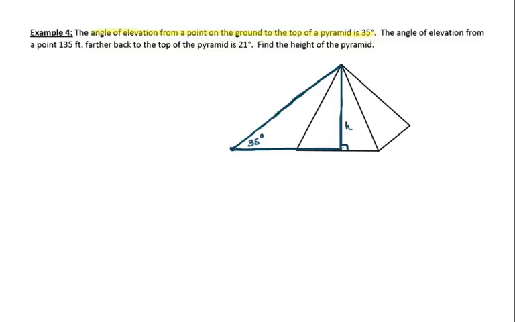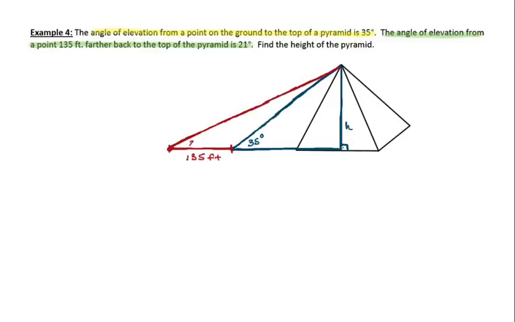Second sentence says the angle of elevation from a point 135 feet farther back is 21 degrees. So we're looking, again, still at the top of the pyramid, but I'm 135 feet further away from the pyramid. So I would draw a point on the ground that's 135 feet further away from the pyramid, and then construct a line from that point to the top of the pyramid. And that forms an angle of 21 degrees.